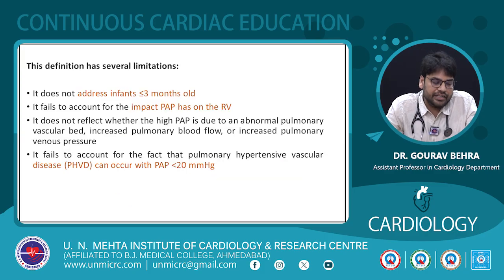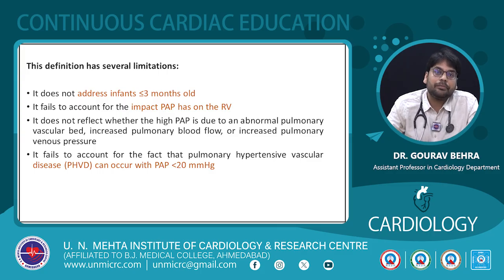So mainly this chart is for congenital heart disease, and in general we say the definition has several limitations. Likewise, it does not address infants less than 3 months old. It fails to account for the impact of PA pressure on the RV, what the RV is doing with the PA pressure. The third being, it doesn't reflect whether the high PA pressure is due to abnormal pulmonary vasculature bed, or due to blood flow, or due to pulmonary venous pressure. So any patient who has more than 20, you can say it's PH, but the level of obstruction and the level of the cause you cannot identify. This is the limitation of this definition, and it fails to account for pulmonary hypertensive vascular disease.